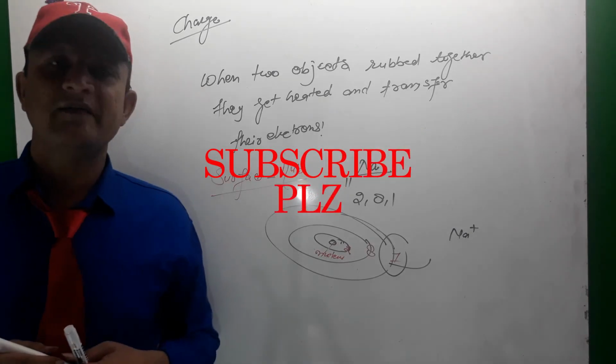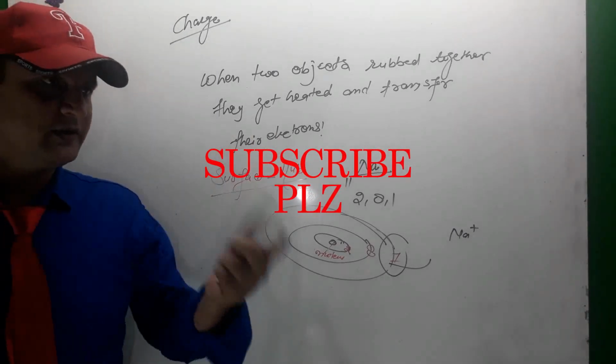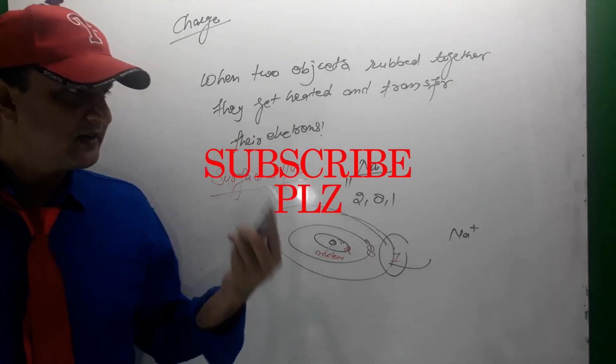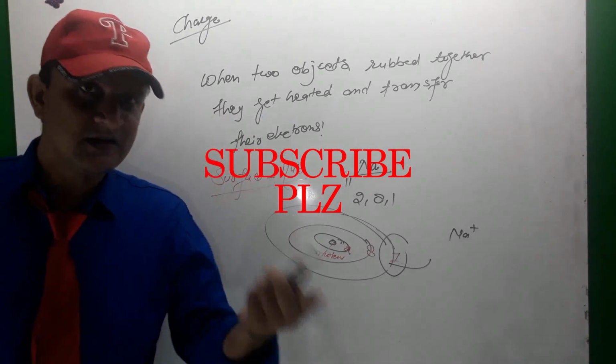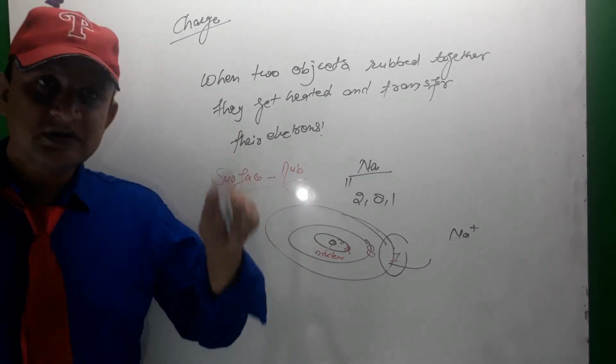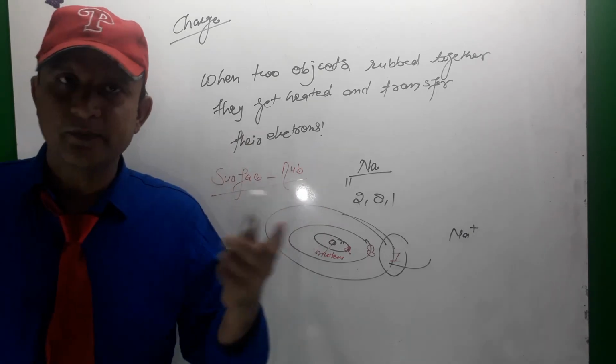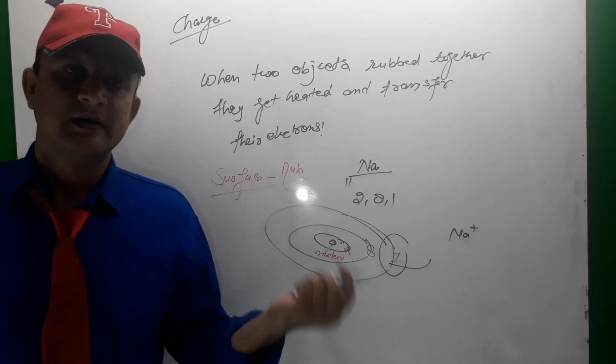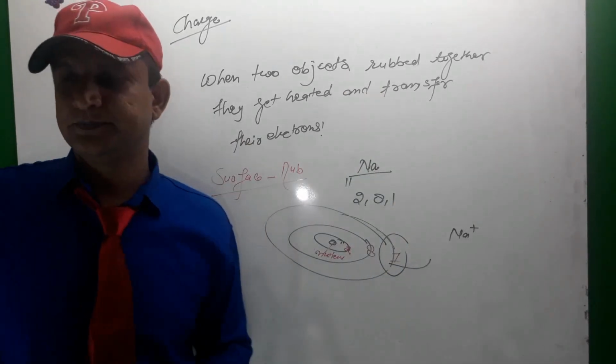So now simply you have understood what charge is. When you rub two things, they transfer their electrons, and which electrons transfer? Those electrons which are revolving in their outer uppermost shell. Now we proceed further.